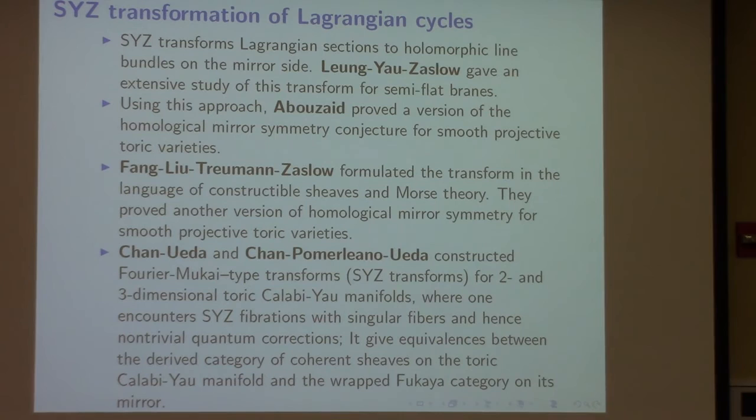Then there are several authors who study two and three dimensional toric varieties, where one encounters SYZ fibrations with singular fibers and hence non-trivial quantum corrections. It gives an equivalence between the derived category of coherent sheaves on the toric Calabi-Yau manifold and the Fukaya category of the mirror.